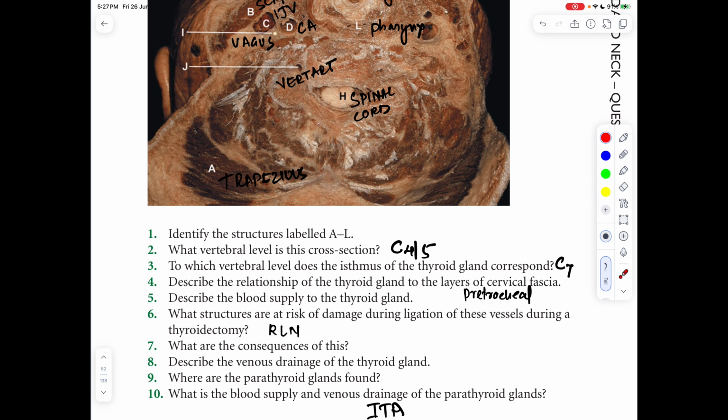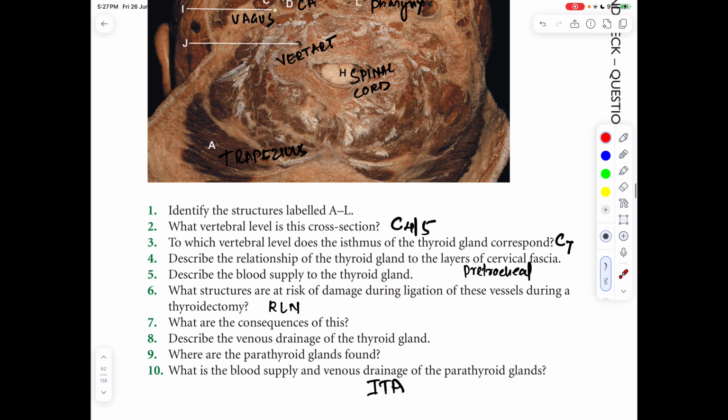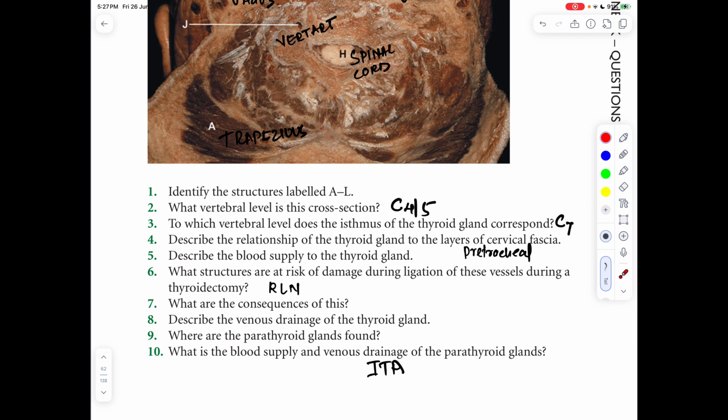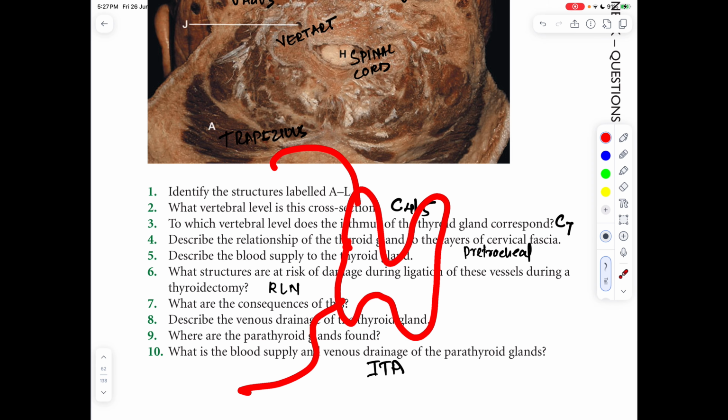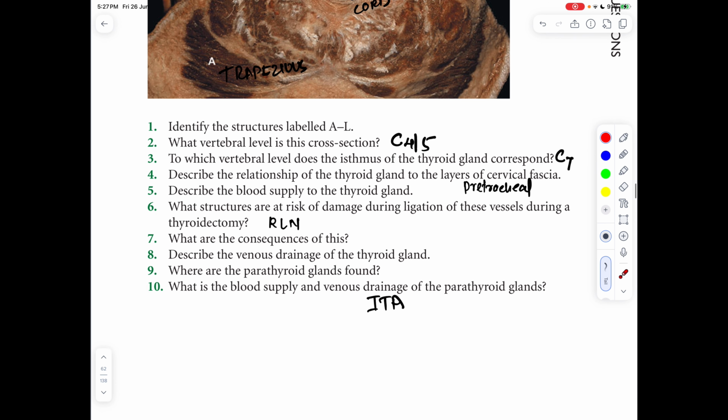Thyroid gland and the layers of the cervical fascia. So the thyroid gland lies in the pretracheal fascia and surrounds the larynx and esophagus. Blood supply of the thyroid: superior. So if this is the thyroid gland, it has got superior thyroid artery, inferior thyroid artery, and middle. The superior is from the external carotid artery. This is thyrocervical trunk, and sometimes the thyroidea ima artery.